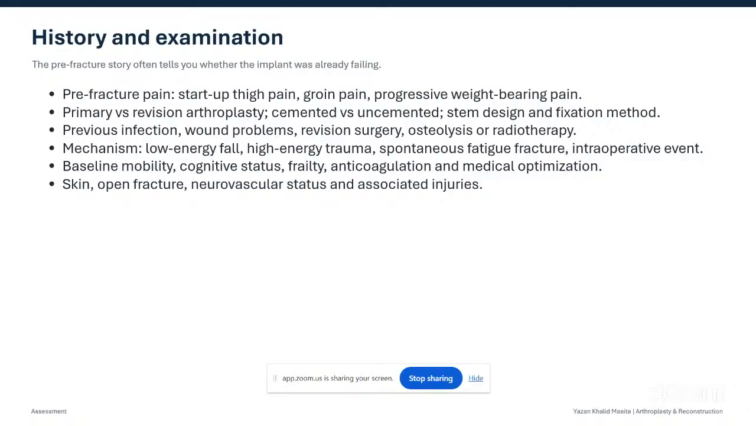Primary or revision surgery? You always have to ask, cemented or uncemented. The system, stem design, and fixation method. Previous infection, wound problems, revision surgery, osteolysis, or radiotherapy. The mechanism of the injury: if it's a low-energy fall, high-energy trauma, spontaneous fatigue fracture, or intraoperative events. Baseline mobility, cognitive status, fragility, anticoagulation, and if there is an open fracture or a neurovascular problem, you have to assess it also.